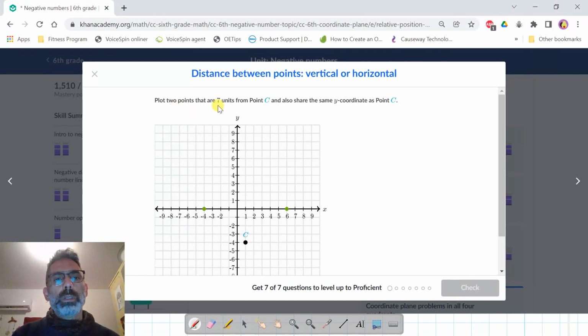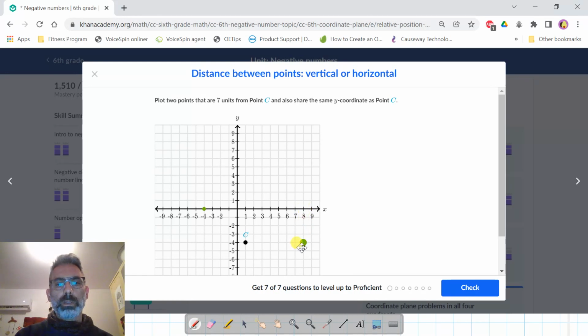Plot 2 points that are 7 units from point C and also share the same y coordinate as point C. So if they share the y coordinate, point C is at -4. So we need to plot 2 other points on -4 on the y-axis, and each has to be 7 units away from point C. Okay, point C on the x is at 1, so 1 point will be here on 8.